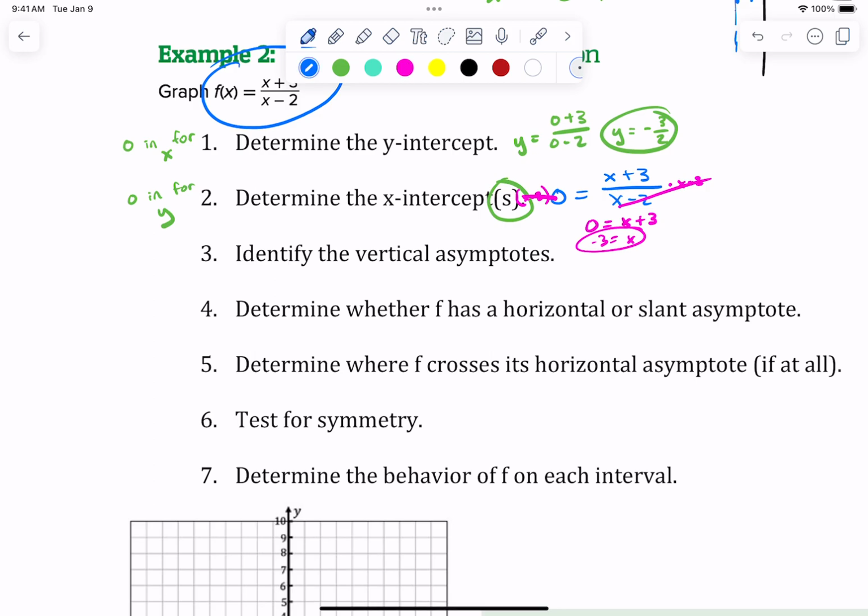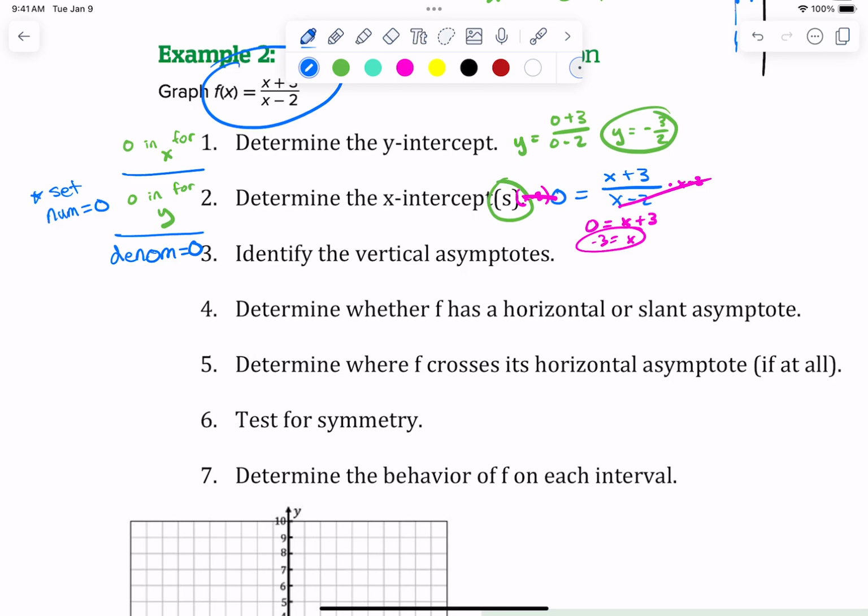3. Identify vertical asymptotes. How do we do that? Set the denominator equal to 0. Really, if you want to know, when you're doing number 2, determining the x-intercepts, we put 0 in for y, but we end up multiplying the bottom over. So really, you can find the x-intercepts by setting the numerator equal to 0, because the bottom's going to cancel off when you multiply it over. Does that make sense?